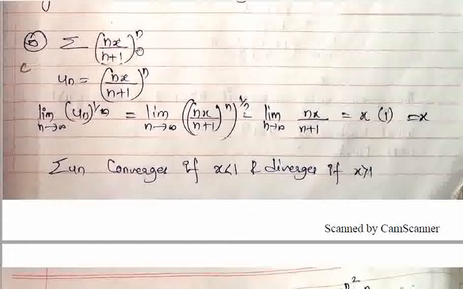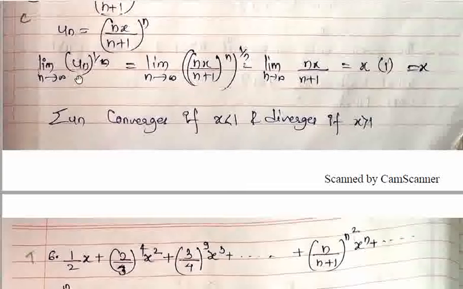Next, the sum of n x to the n divided by (n plus 1) to the n. Now this whole thing is going to be un. Using this formula, n divided by n is 1, and you have this here. Taking out n as a common factor, you can reduce it down to x. The sum of un converges if x is less than 1 and diverges if x is greater than 1.